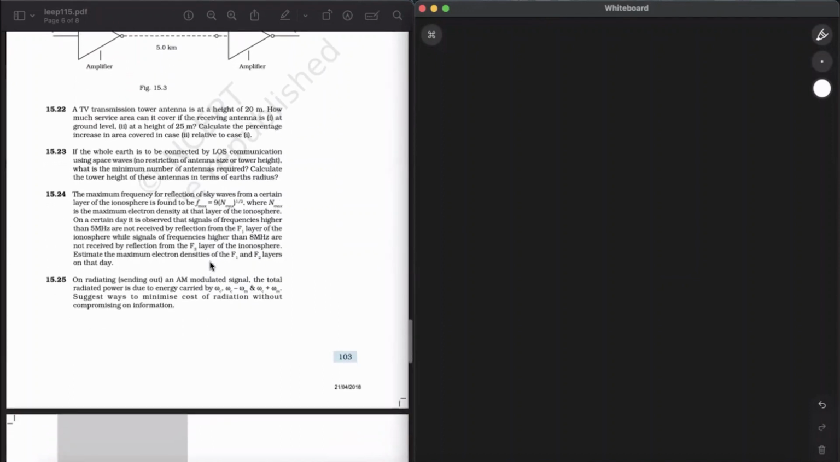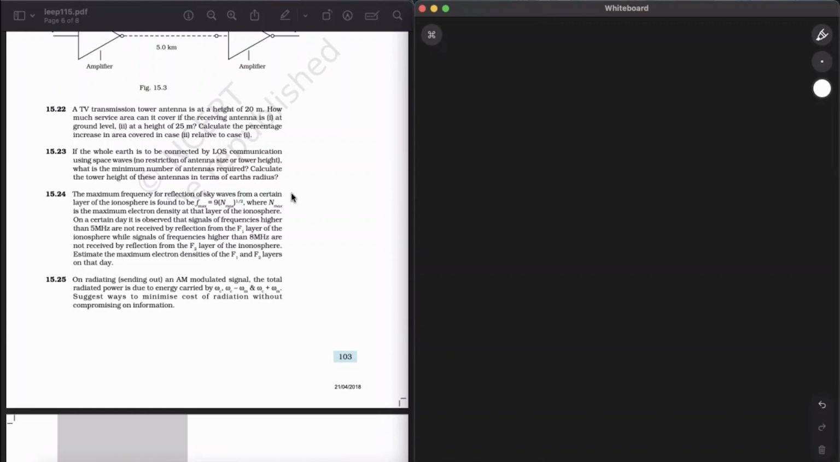Now question number 23. If the whole earth is to be connected by LOS communication using space waves, with no restriction of antenna size or tower height, what is the minimum number of antennas that are required? Calculate the tower height of these antennas in terms of Earth's radius.